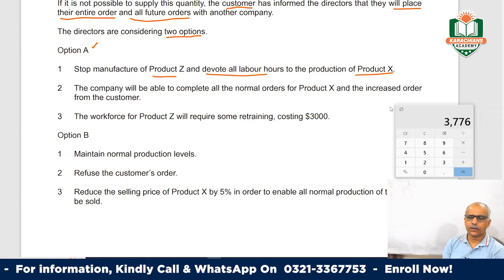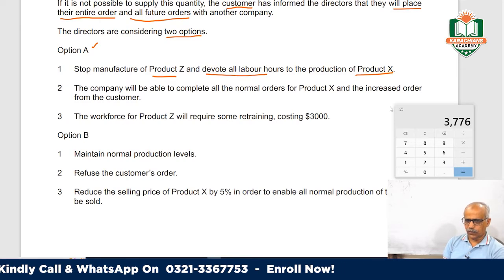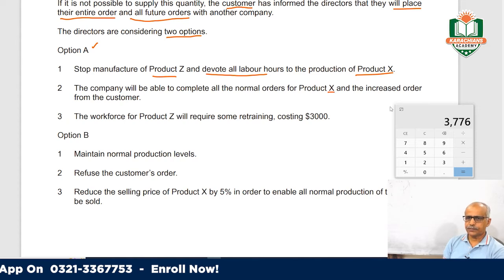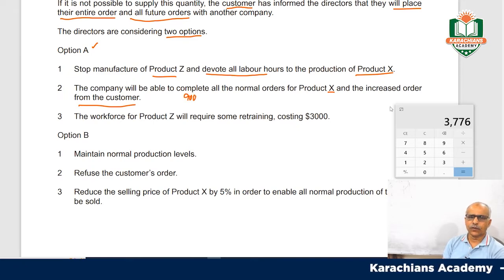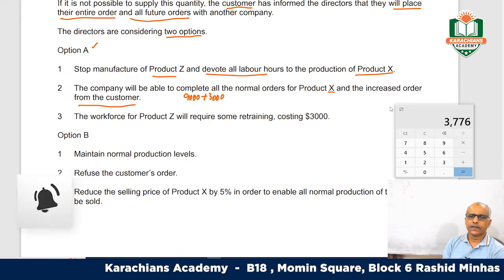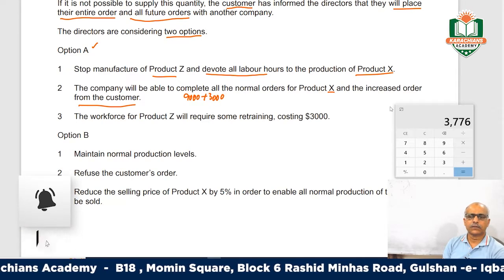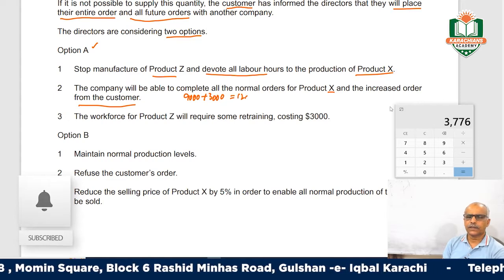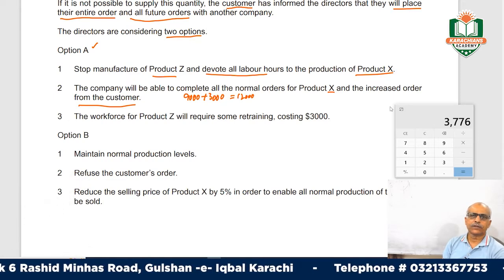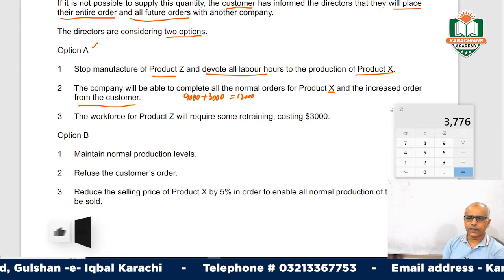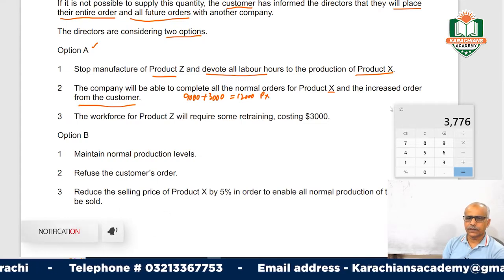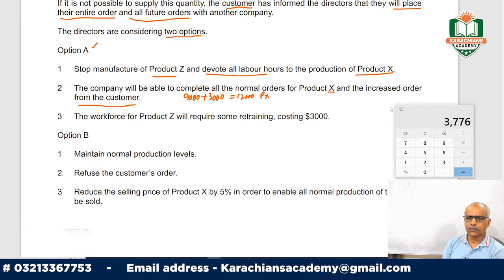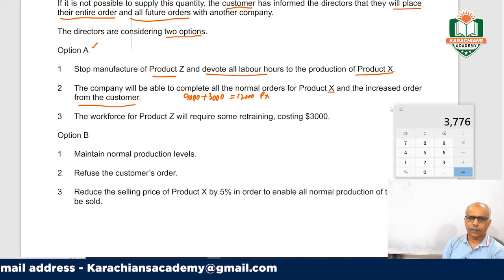The company will be able to complete all normal orders of product X and the increased order from the customer. So 9,000 units from the special order, and normally 3,000 they sell to other customers. So it means they will be able to produce 12,000 units of product X.